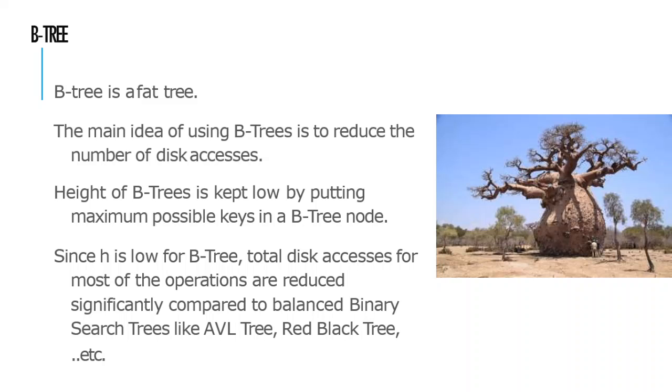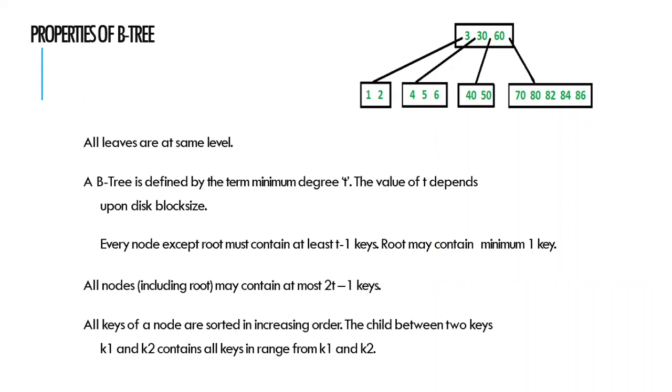Of course, we have B-tree. We call it the fat tree. The main idea of using B-tree is to reduce the number of disk accesses. The height of B-tree is kept low by putting the maximum possible keys in a B-tree node. Since the height is low for B-tree, total disk accesses for most of the operations are reduced significantly compared to balanced binary search trees like AVL tree, red-black tree, etc.